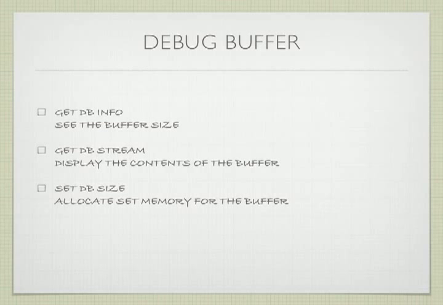Set DB size is how you allocate the size of that buffer, how much traffic you're going to capture before it gets full. And then clear DB is how we empty it out to get ready for the next round of capturing. So that's how we handle the buffer in order to use it. You would see what's in it, maybe clear it out, set a size for it and clear it out, and then you would run your traffic, and then you'd use get DB stream to see what is in the buffer itself, so you can see how your traffic was handled.